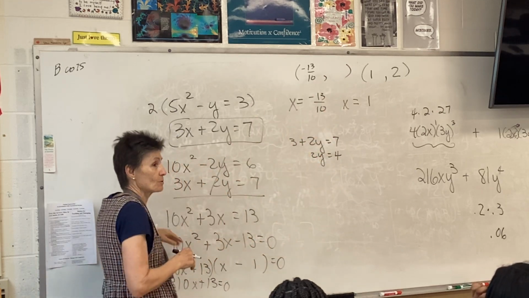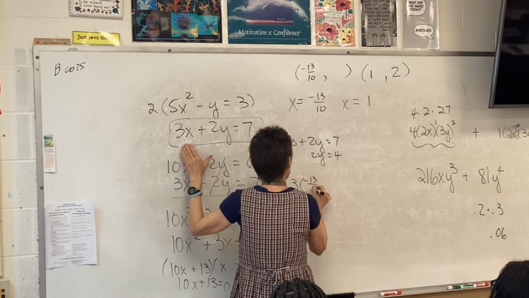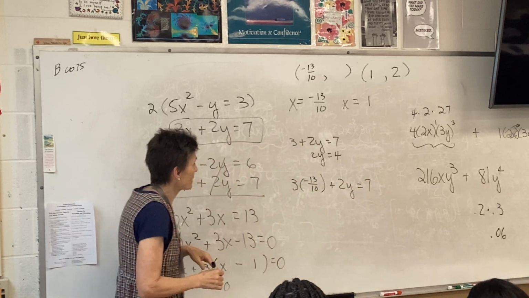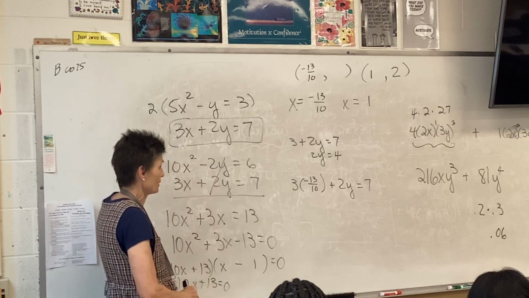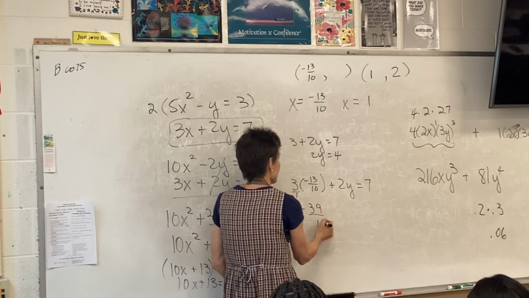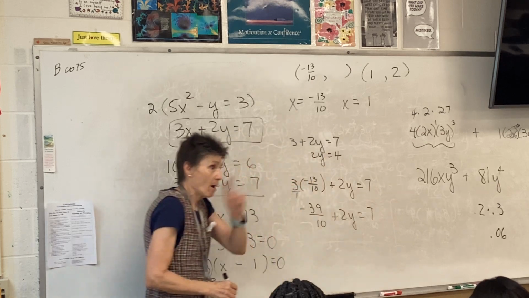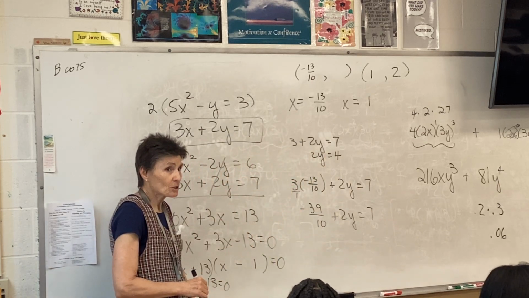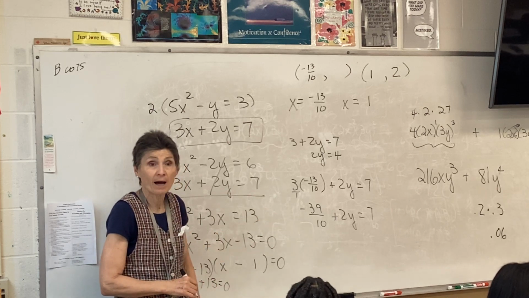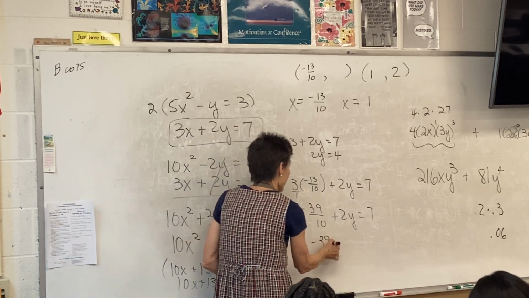Now I have to do negative 13 tenths. Yucky. So 3 times negative 13 tenths plus 2y equals 7. Can I do this without a calculator? Yes, you can do this without a calculator. So I'm going to multiply these two together and I get negative 39 tenths plus 2y equals 7. Now, if the fractions bother you, you could multiply everything by 10 and get rid of them. So negative 39 plus 20y equals 70.